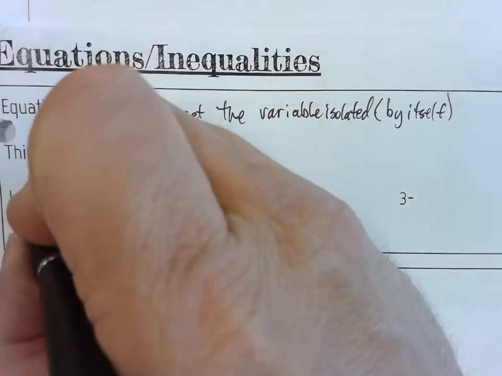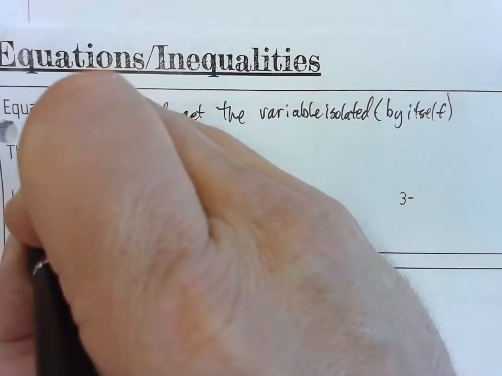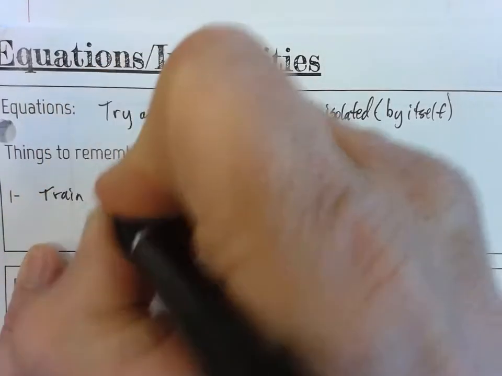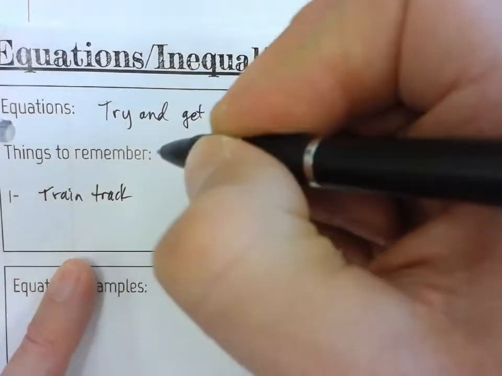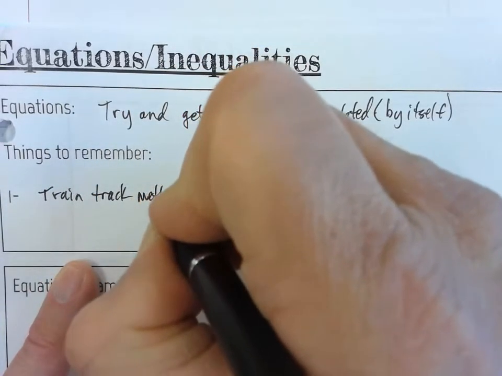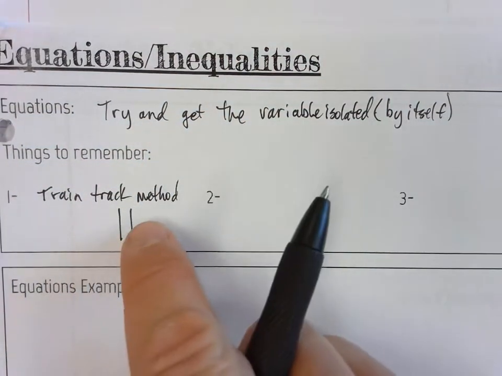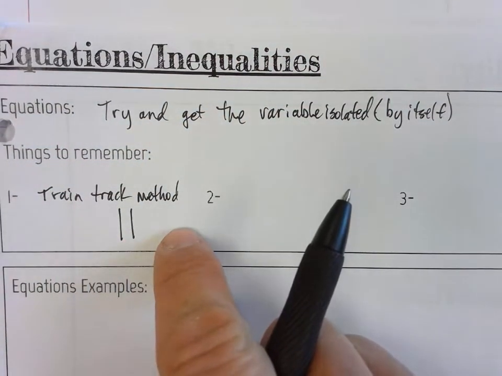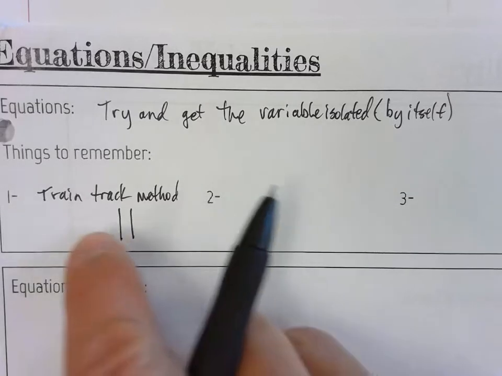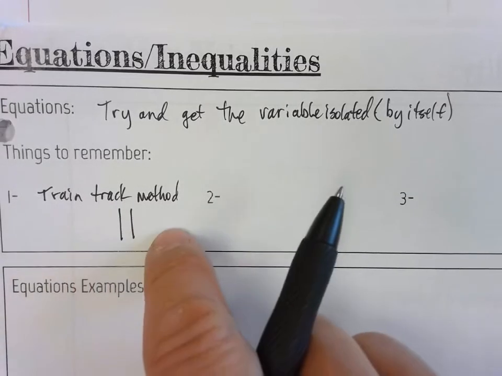One of the things I taught you folks earlier in the year is to separate it into 2 sides by using the old train track method, and we'll be reviewing that here in just a minute. Remember, whatever you do on one side of the tracks, you've got to do the same thing on the other side of the tracks to keep your equation balanced. All right, so if you do it on the left side, you've got to do it on the right side.